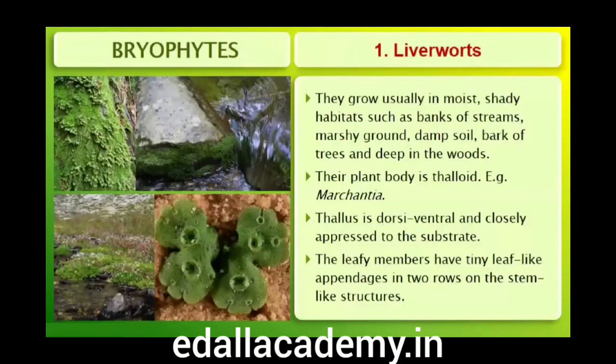3.2.1 Liverworts. The liverworts grow usually in moist, shady habitats such as banks of streams, marshy ground, damp soil, bark of trees and deep in the woods. The plant body of a liverwort is thalloid, for example, Marchantia. The thallus is dorsiventral and closely pressed to the substrate. The leafy members have tiny leaf-like appendages in two rows on the stem-like structures.